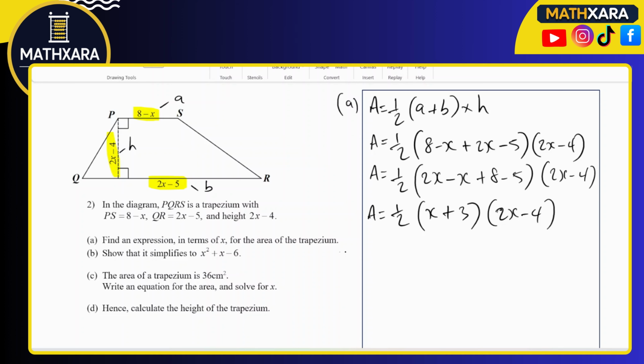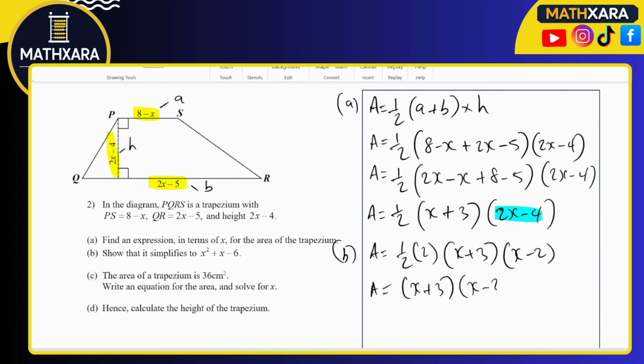Let's take a look at part B. Show that it simplifies to x squared plus x minus 6. What we could do here is to first factor a 2 from the second part of this expression, which would be 1/2 times 2x plus 3. And if we factor a 2 from 2x minus 4, we're left with x minus 2. If you notice, we could simplify 1/2 into 2, which gives us just 1. So we're left with x plus 3 and x minus 2.